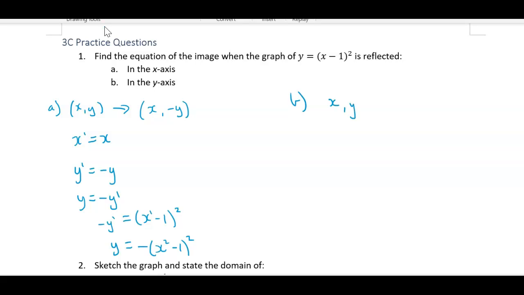For B, we're doing a reflection in the y-axis. So this time, your x coordinate becomes negative. So everything that was positive x before becomes negative, and everything that was negative x becomes positive, basically. So the image has become negative x, so x is equal to negative x dash, and the y has remained unchanged. So let's substitute that in.